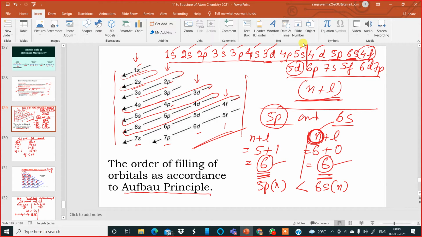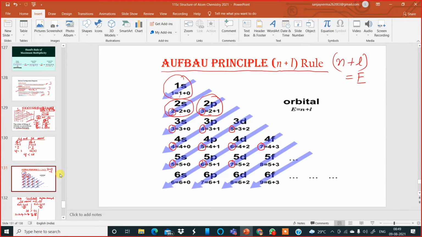You write 1s to 7s. In the next line you write 2p to 7p, 3d to 6d, 4f to 5f, and then you cancel them. Cancel them this way. Are you getting it? That has been explained over here also.